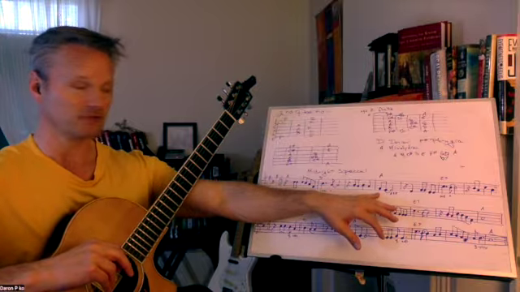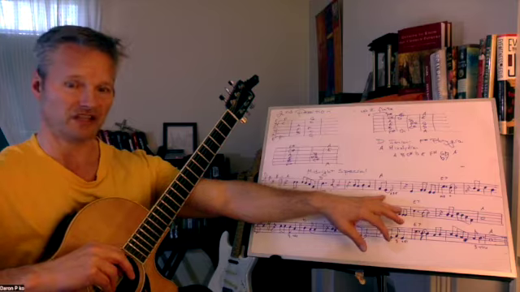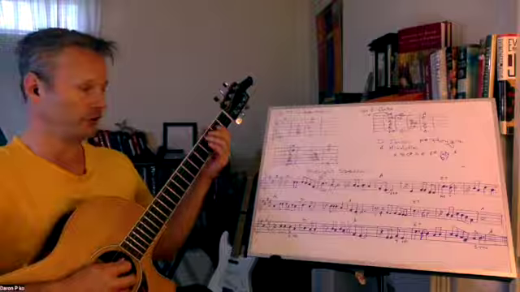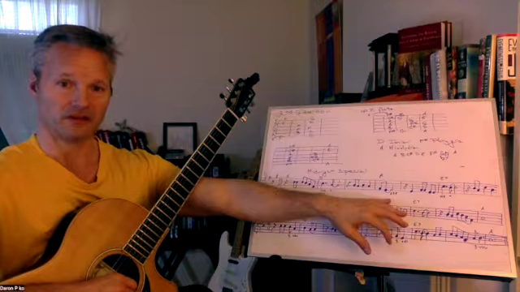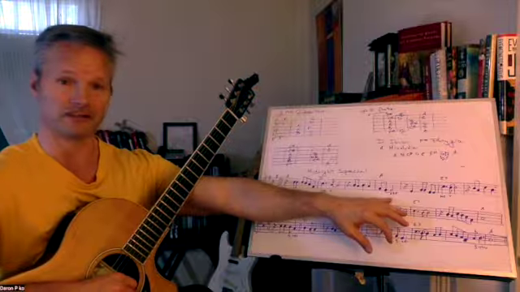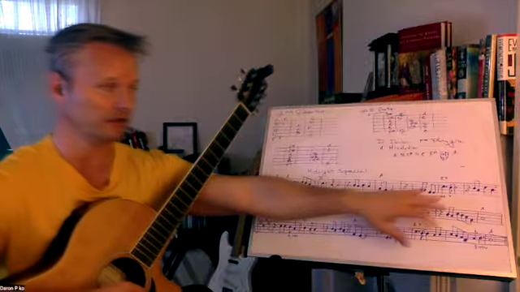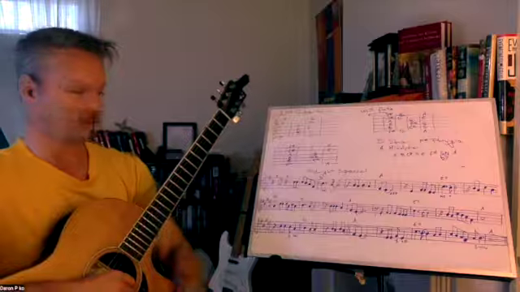8th note to start this bar, so beat 1 is an F sharp, the and is this E. There's a little bit of syncopation for you. 1 and 2, 3, 4. That 8th note is tied to a dotted half note, giving you the rest of the beats 2, 3, and 4. Here we see the same rhythm near the end of the bar.